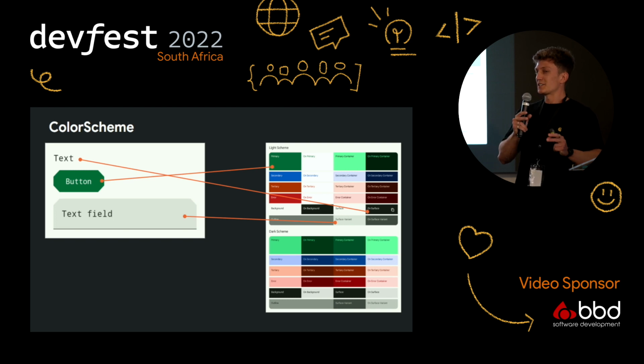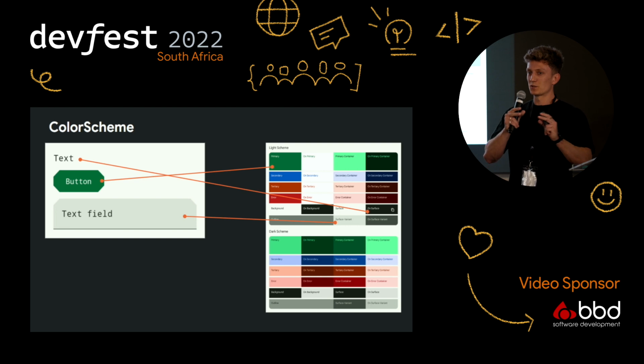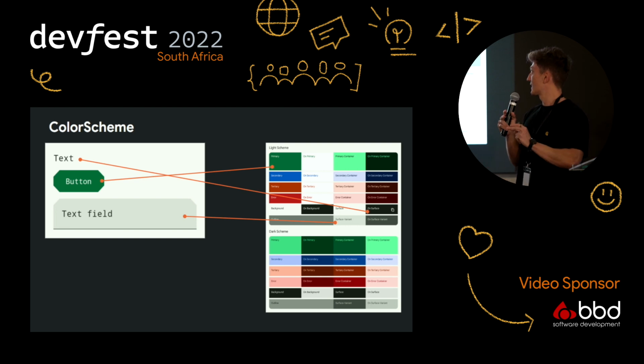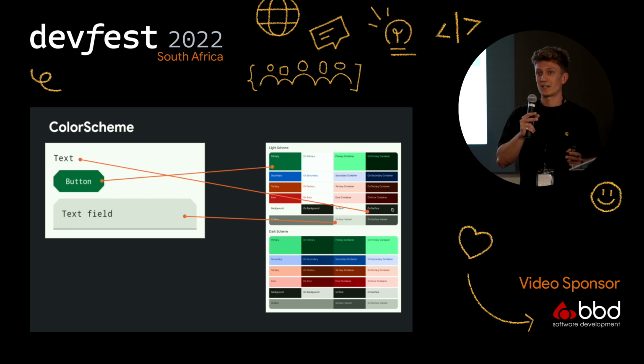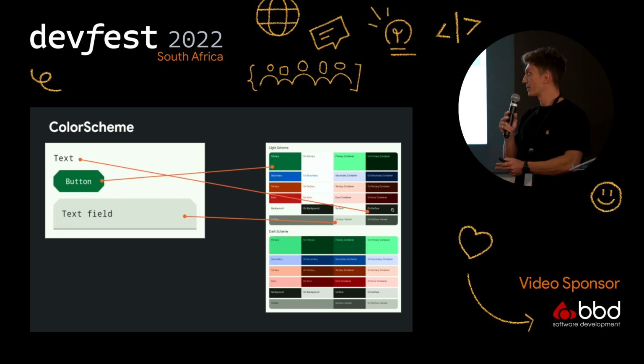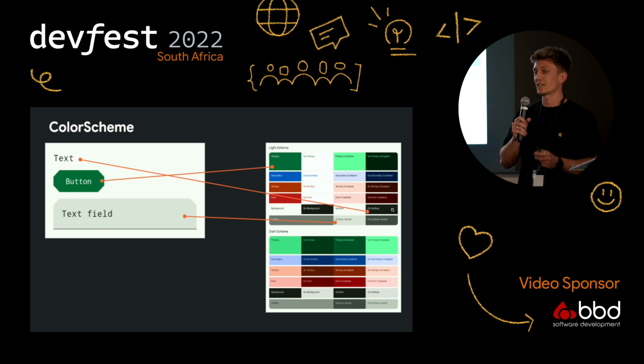Here's how I've sort of tried to illustrate how this works, in that by passing a custom color scheme to my material theme, the components themselves reach into that custom color scheme, pick out various values like primary, on-primary, surface, etc. in order to color themselves. And by changing this color scheme, the components themselves change as well.